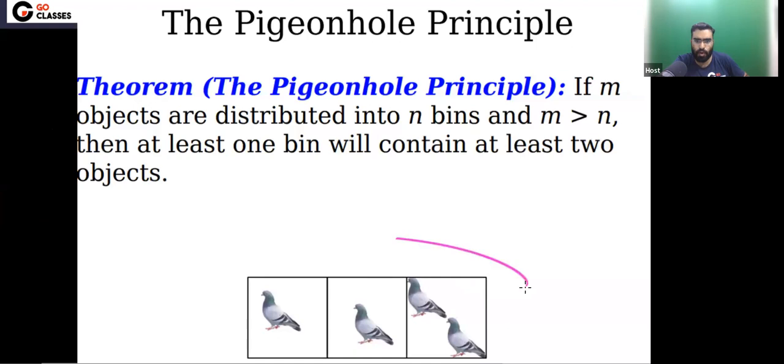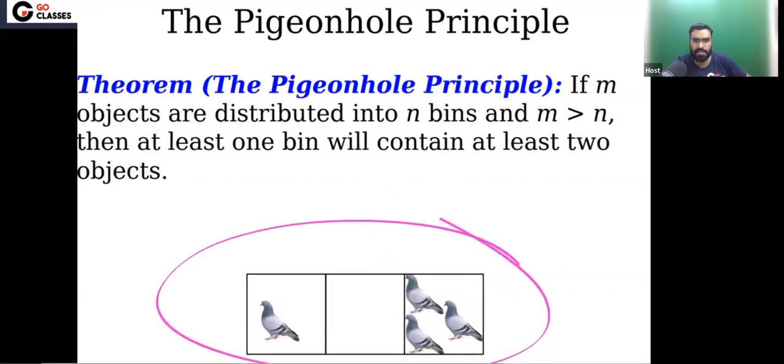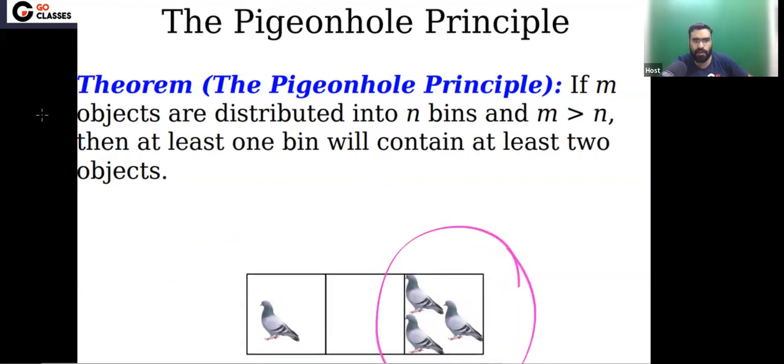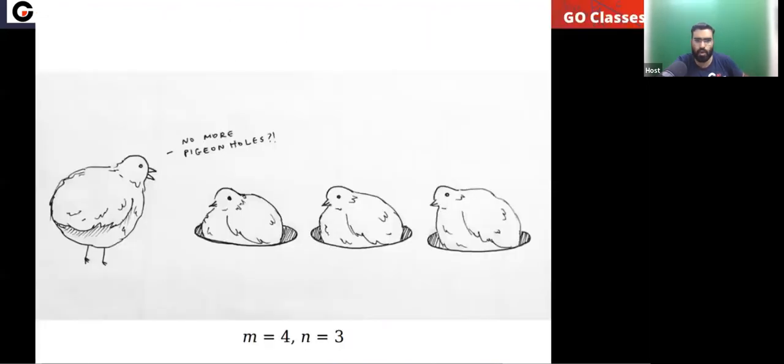So you can see 4 pigeons and there are 3 holes. Whatever you do, they will go to the same hole. If you do like this, then also at least 2 pigeons are going to the same hole. If you do like this, then also there is at least one hole with more than one pigeon. So the point is simple. At least one hole will definitely contain more than one pigeon. Is this point clear? This is the pigeonhole principle.